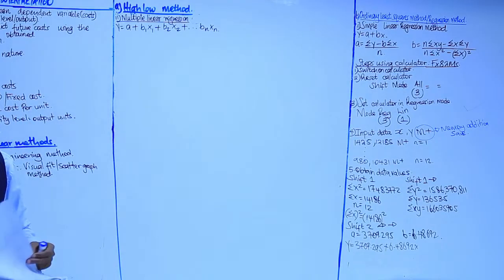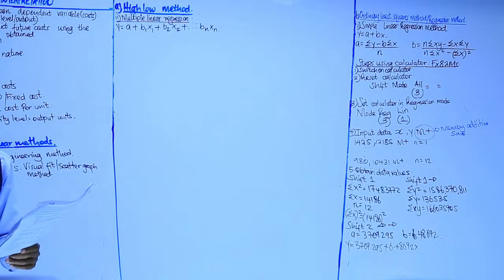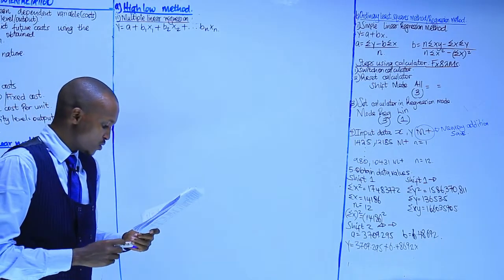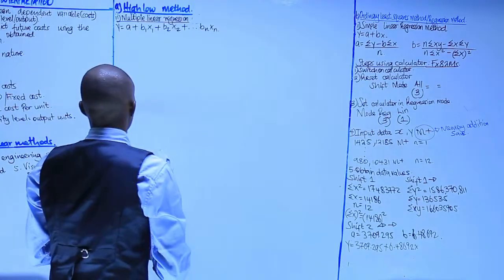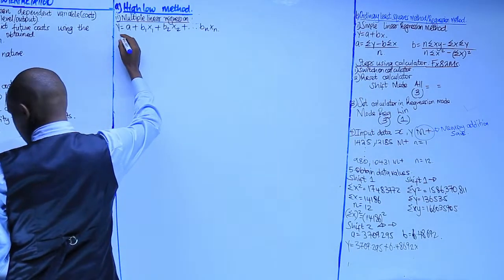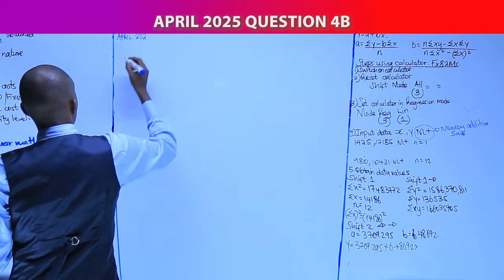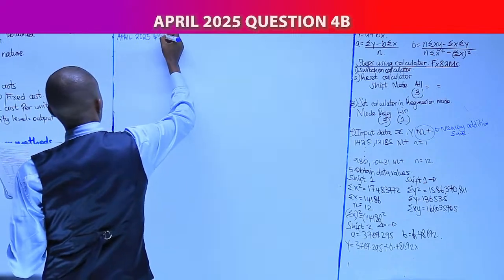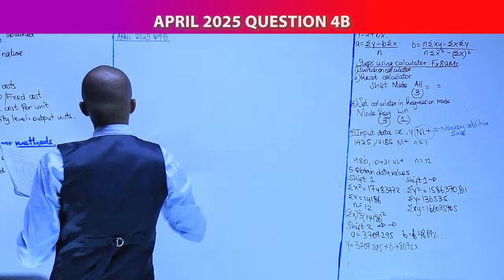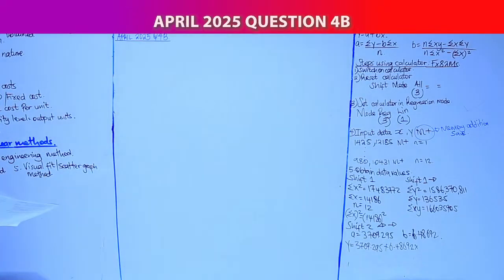All right. Once that is done, I want to show you how you are able to form predictor equations. So I want us to go to last sitting's question. I want us to talk about April 2025, Question 4B.